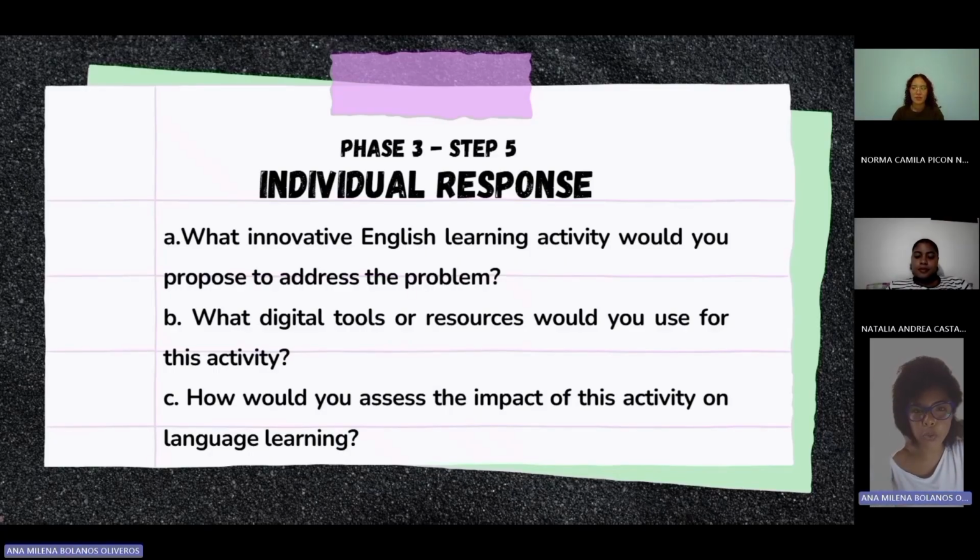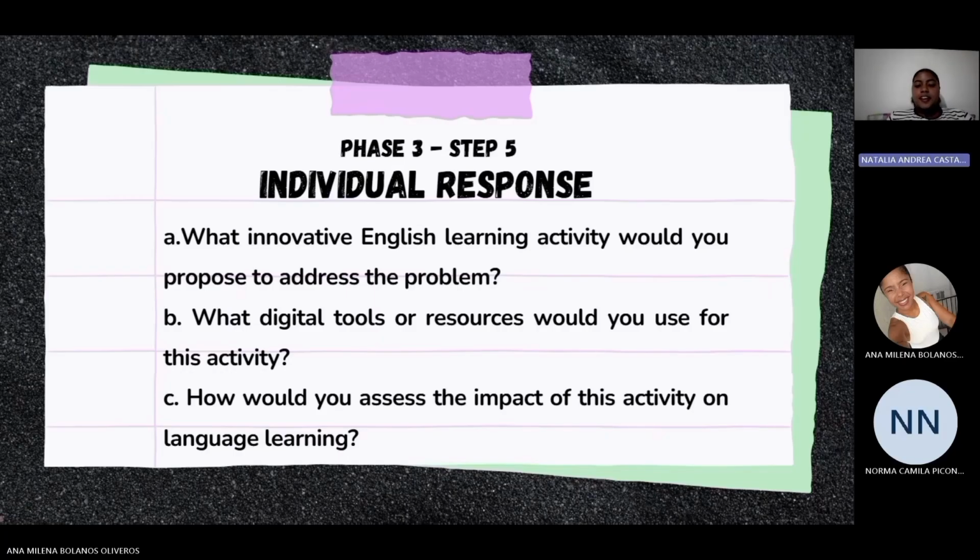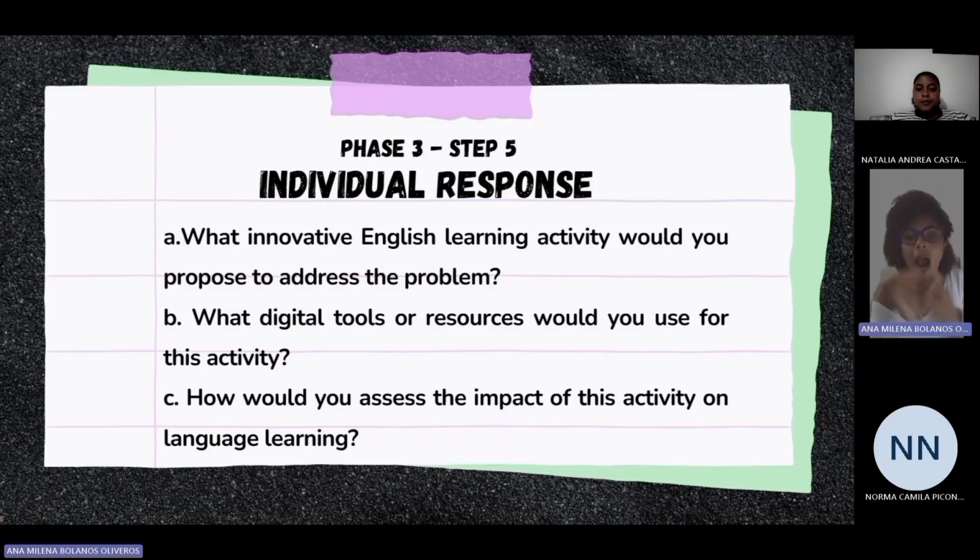Now my classmate Natalia is going to answer the questions. The first question is, what innovative English learning activity would you propose to address the problem? I would use a role play activity with real life situations to help students speak more confidently. Excellent. What digital tools or resources would you use for this activity? I will use Canva or Flip so students can record and share their work. Now finally, how would you assess the impact of this activity on language learning? I will evaluate participation and confidence when speaking. Okay, thank you so much, Natalia.